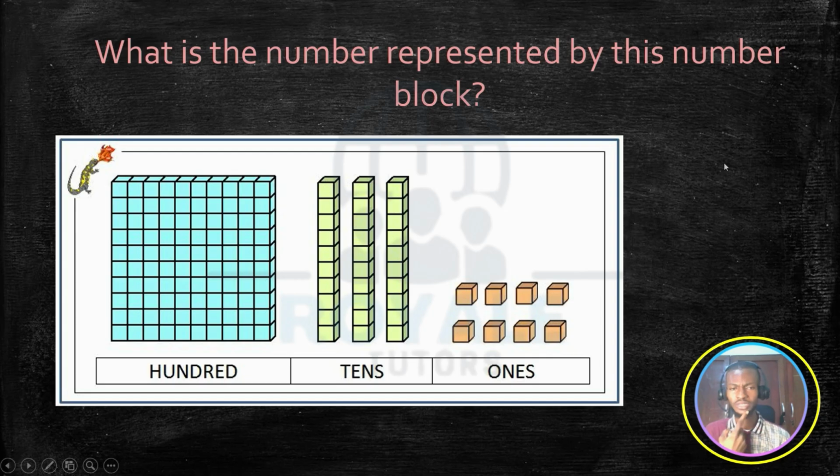So what does this number represent? Do you know it? Alright, let's count. On the ones we have 1, 2, 3, 4, 5, 6, 7, and 8. So we have 8 ones there, right? Good. Then let's go to the tens. How many tens? We have 1, 2, and 3 tens. Then how many hundreds? We have just one. So that means the number is 138. That is the number represented using this block.